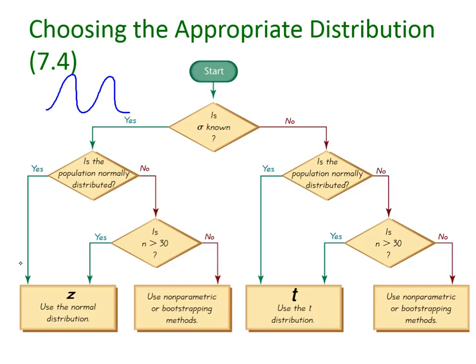Now, when we know the standard deviation of the population, we'll use the z-score. If I don't know the population standard deviation, the next question is, is my population normally distributed? If it is, I get to use my t-distribution. So on the calculator, you will use your t-interval. If it's not normally distributed, my question still is, is it 30 or larger? If my sample size is larger than 30, I still get to use my t-scores.